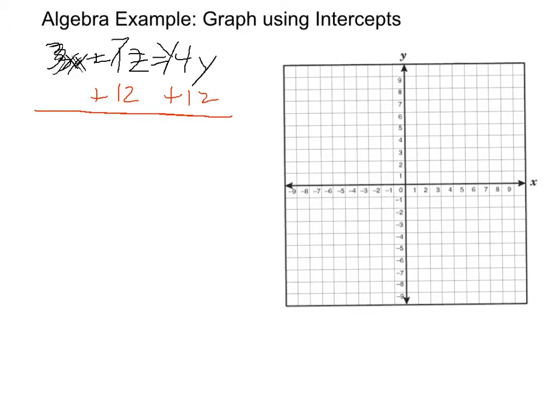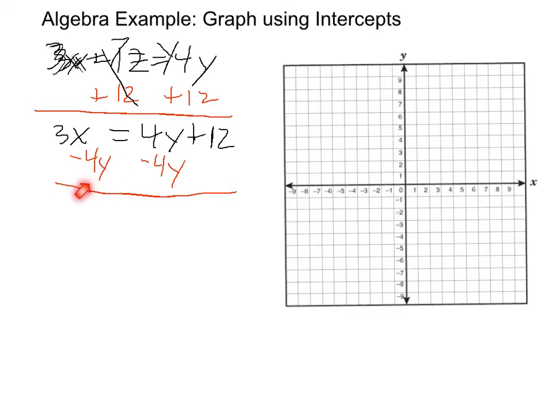If I add 12 to both sides, I get 3x, this cancels out, equals 4y plus 12. So we're getting a little bit closer, but I still need to have my x and y on the same side of the equation. So I'm going to subtract 4y from each side of the equation, leaving me with 3x minus 4y is equal to 12. Now I have something which is clearly in standard form.